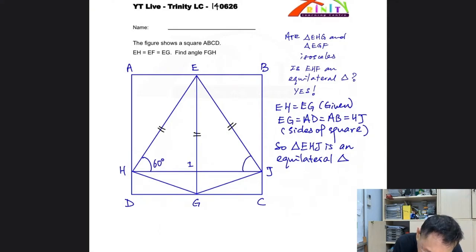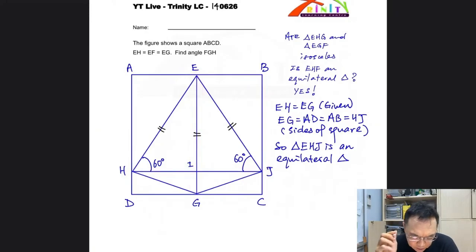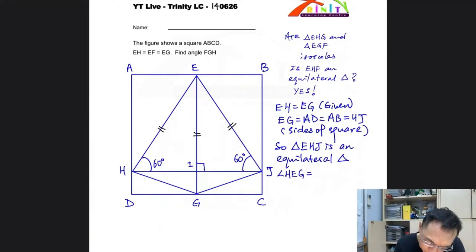We therefore know that this is 60. This is 60. And this line forms a perpendicular. So if it forms a perpendicular, can you tell me how much is angle HEG? This is 90, yeah? And if this is 90, can you tell me how much is angle HEG? Go. Very good. Yes. So now we have proven that it's 30 degrees because 180 minus 90 minus 60 gives me 30.